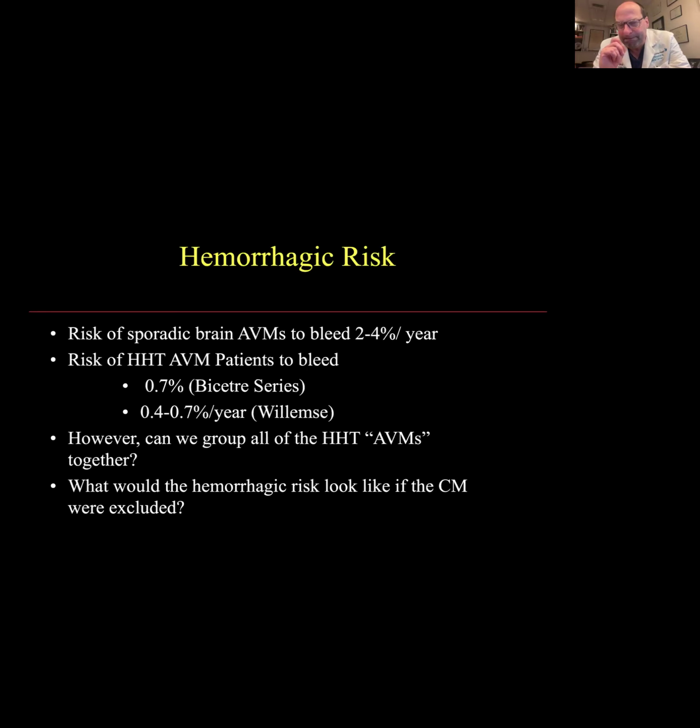But why is this? Maybe it is because we are not only looking at the nidus type AVMs, but we are also subsuming all of those capillary malformations into the hemorrhagic risk group. And maybe because they have such a low risk, we falsely interpret the risk of the HHT AVMs to be too low, which would lead us maybe to a more proactive management for patients with true brain AVMs, not the capillary malformations.